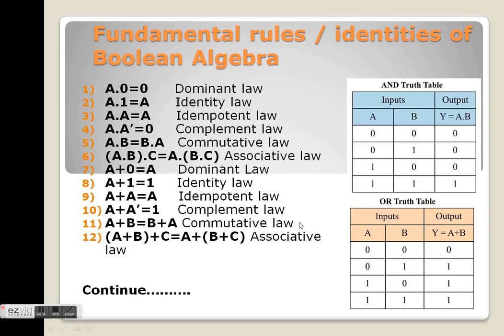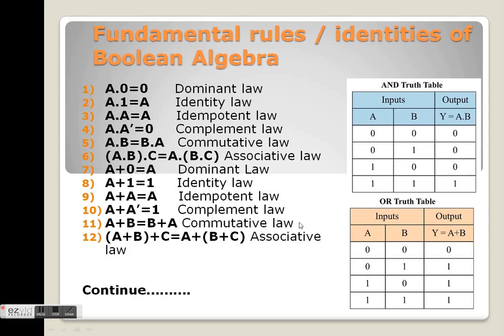The fourth identity is A AND A complement is equal to 0. It means if we apply the AND operation on any variable with its complement, then we will get 0 in the result. For example, 1 AND 0 is equal to 0 and 0 AND 1 is also equal to 0. This law is known as the complement law.